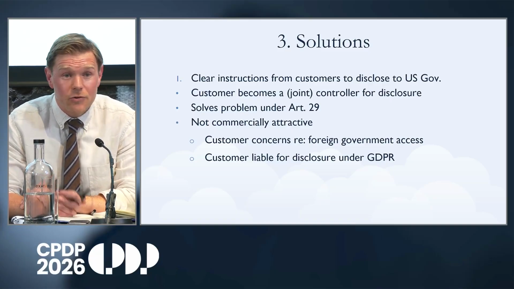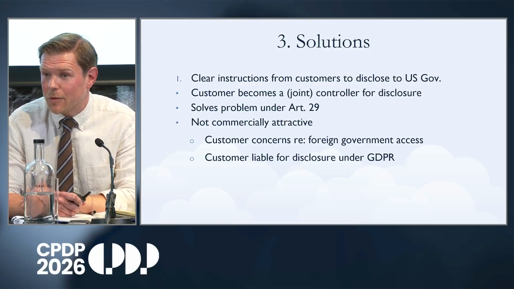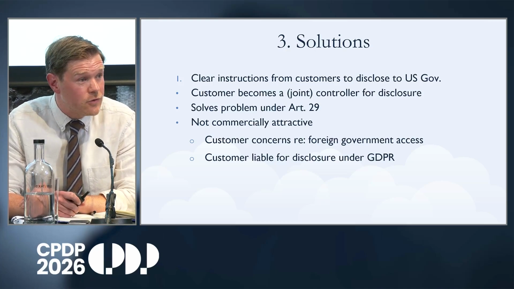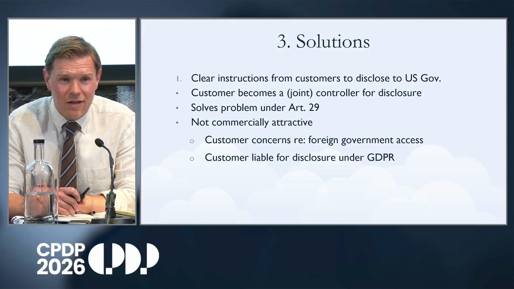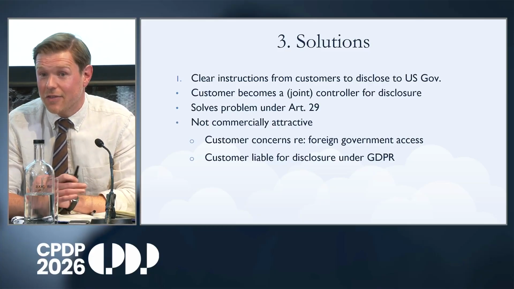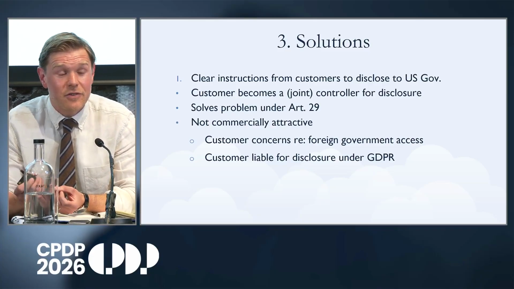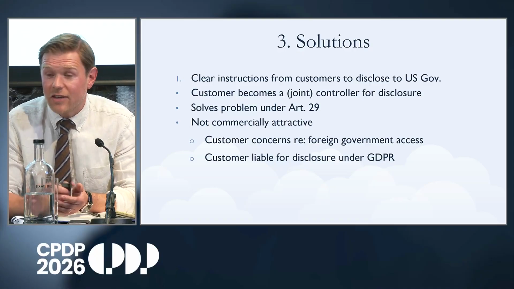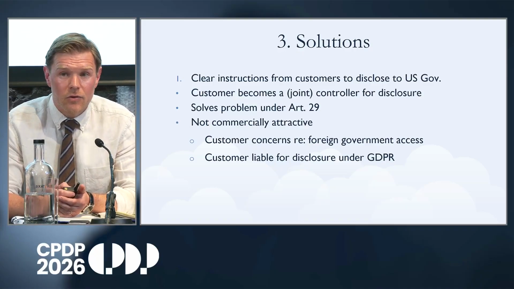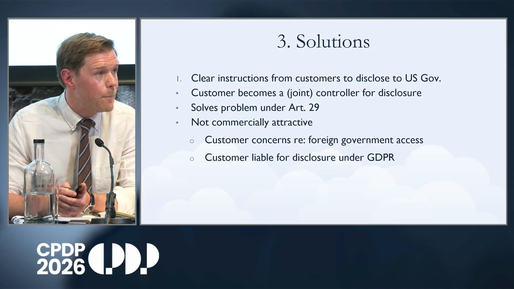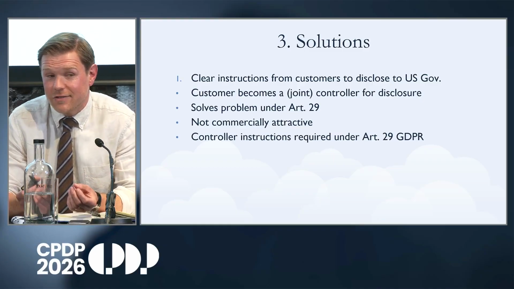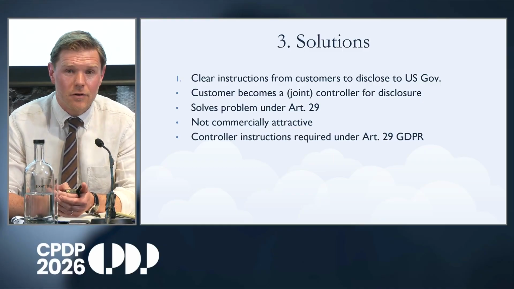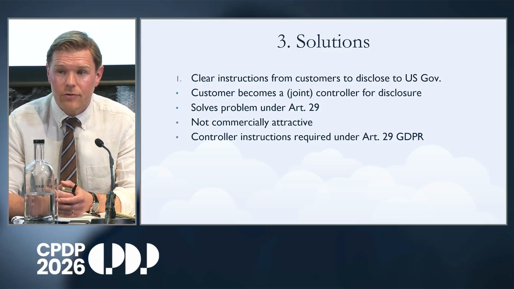And customers might be concerned that the disclosure does not, in fact, comply with the GDPR. In which case you might ask why they are storing sensitive personal data with a US cloud provider in the first place, especially if they're not applying techniques like anonymization or end-to-end encryption to further protect the data. So that's my first suggestion. Controller instructions are simply required under Article 29 of the GDPR, and cloud providers should get them.